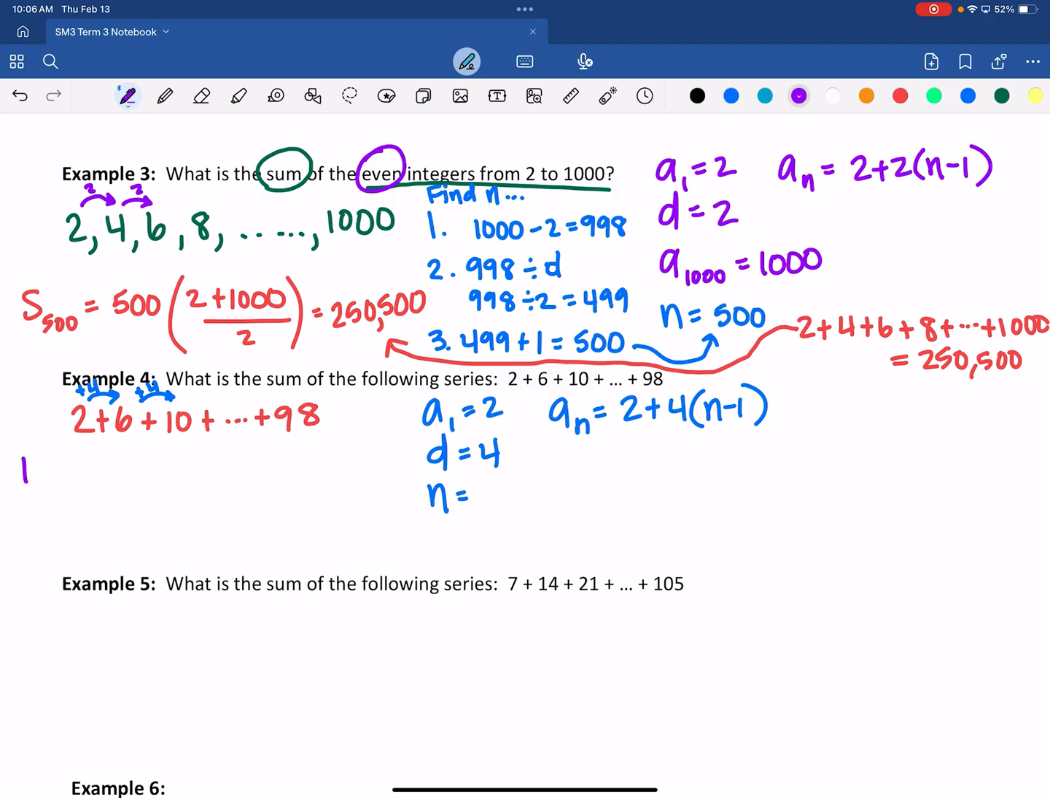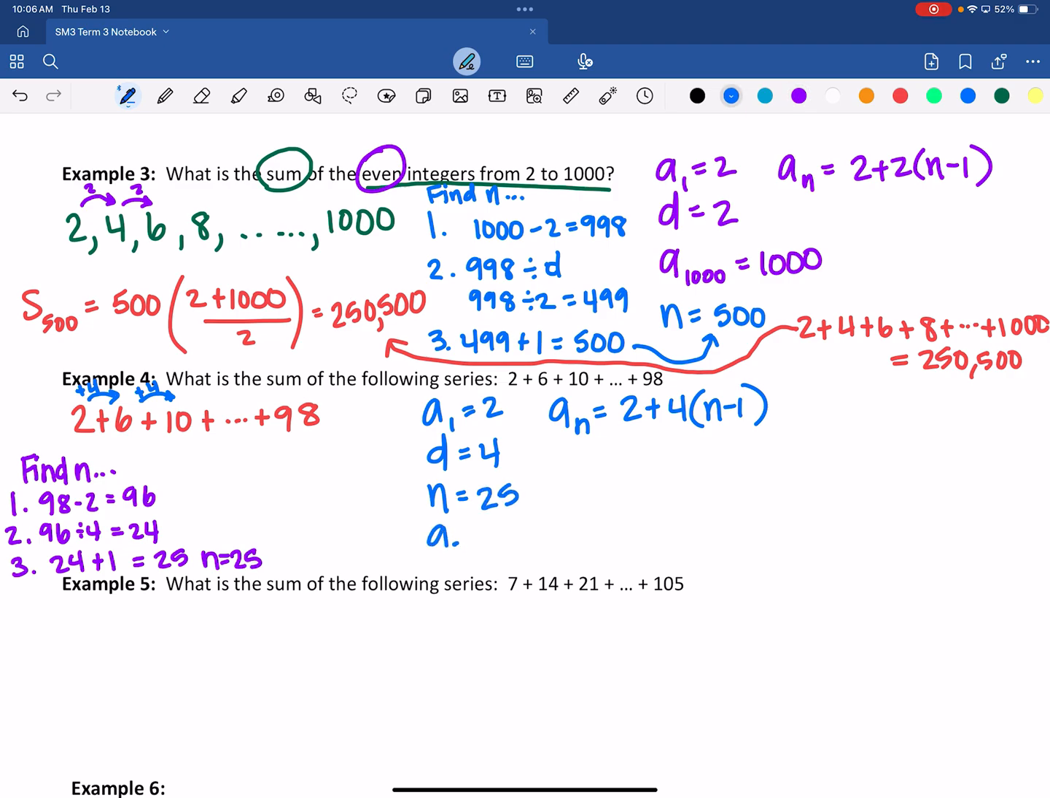To find n, remember you have those 3 steps. 98 minus 2 is 96. 96 divided by 4 is 24. And then step 3, it's 24 plus 1. So it's 25. N is 25.